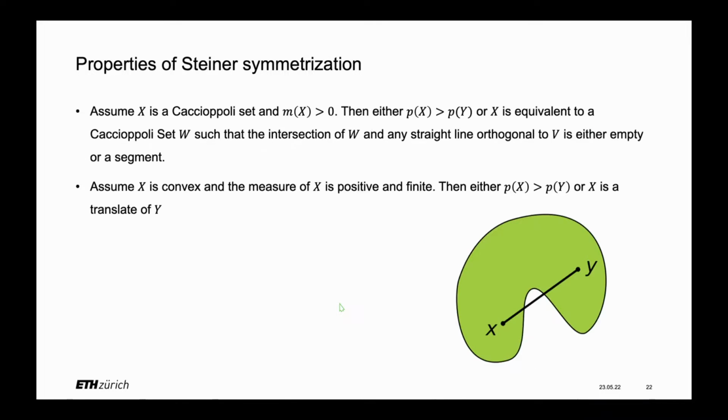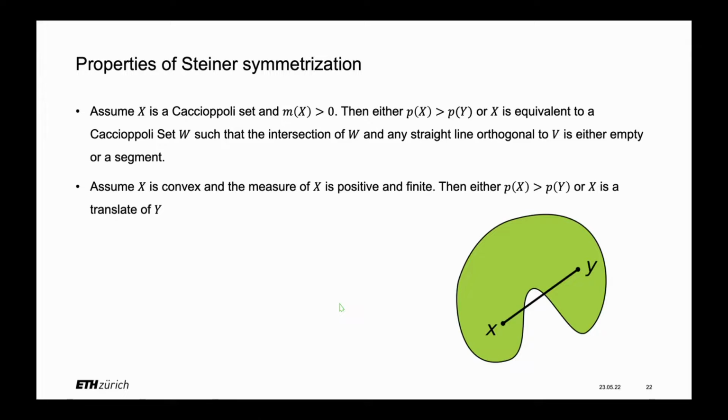There are another two properties which are very important for our proof. What we have here is: assume x is a Cauchy-Poly set and our measure is positive. Then either the perimeter of x is bigger than the perimeter of y, or x is equivalent to a Cauchy-Poly set w, such that the intersection of y at w and any straight line orthogonal to v is either empty or a segment. We will look later at why these properties are so important for us, especially this one and the next one.